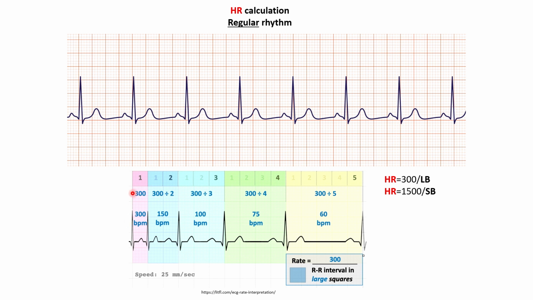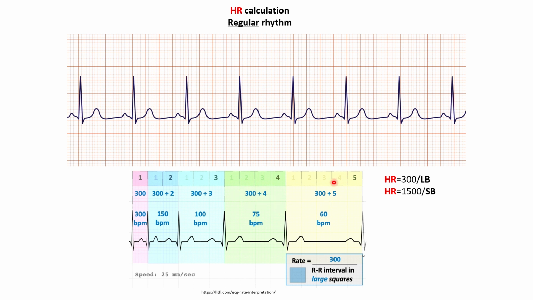If there's one large box between two R waves, it is equal to 300. 2 large boxes, it will be 150. 3 large boxes will be 100, and so on and so forth. You can just remember this, because in most ECGs with a regular rhythm, the distance will be 5, 4, 3, or between those. And especially you will see 4 a lot.